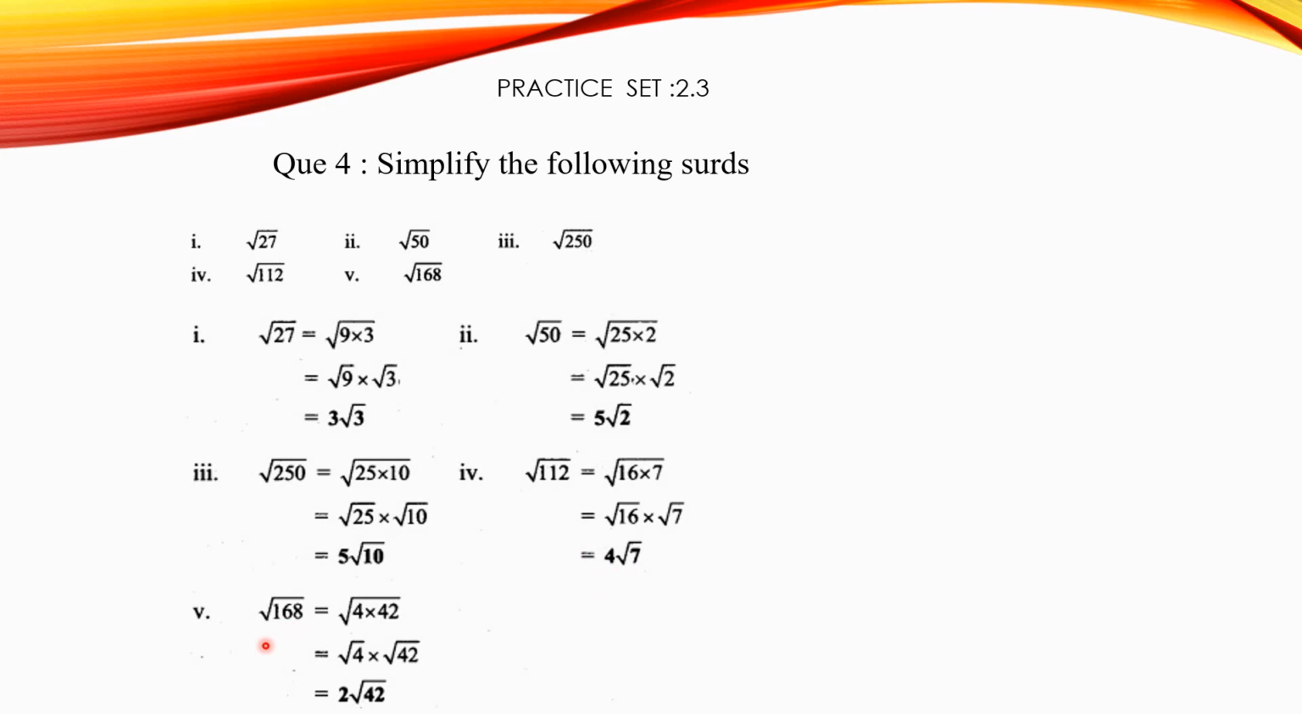Fifth question, square root of 168, which can be factorized as root of 4 multiplied by 42. It can be written as root of 4 multiplied by root of 42. We cannot find the square root of 42, so it stays as it is, and square root of 4 is 2. So square root of 168 is written as 2 root 42.